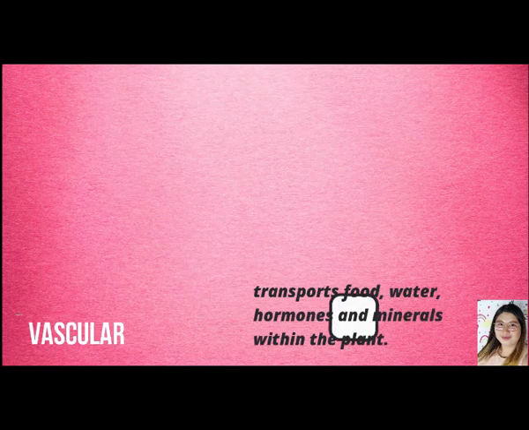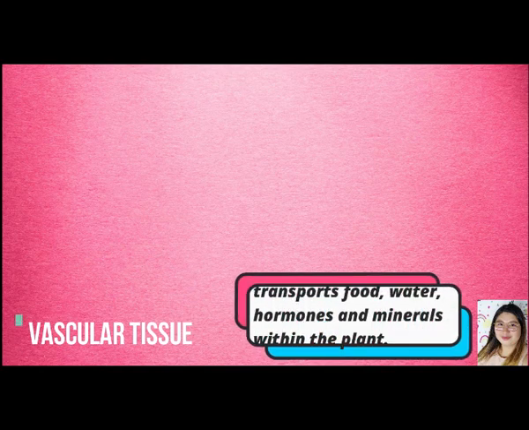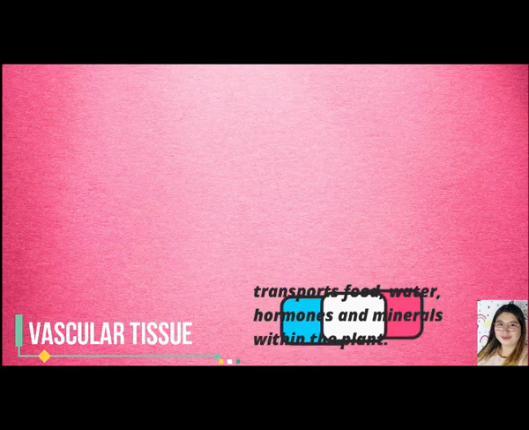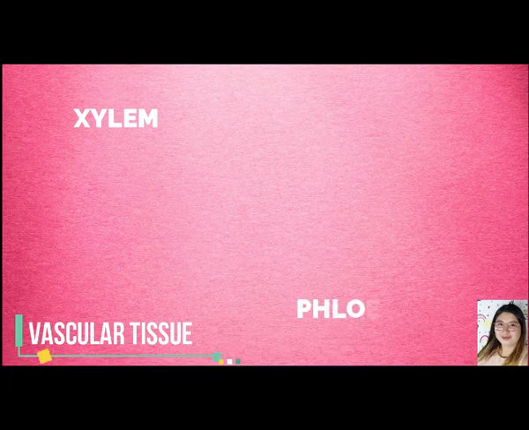Number 3, the vascular tissue, which is responsible for transporting food, water, hormones, and minerals within the plant. So, parang sa ano lang to, sa tao. Pag sa tao, di ba, we have the vascular system, the circulatory system. So, sa mga halaman, they have their vascular tissue para naman magta-transport ng pagkain, ng water, hormones, and other needs ng halaman natin. So, ano yung dalawang importanteng nandito? We have the xylem and then the phloem.